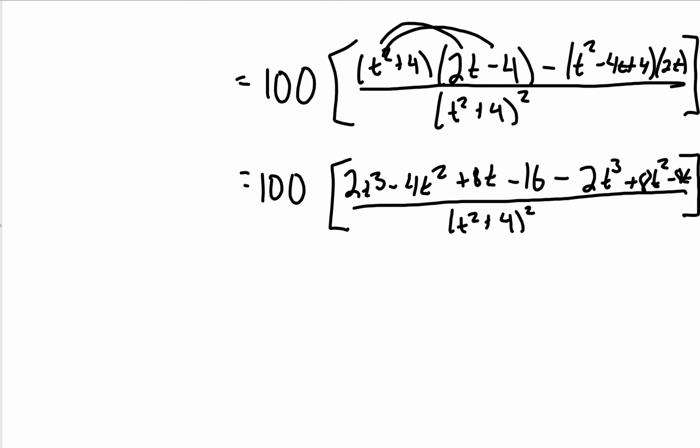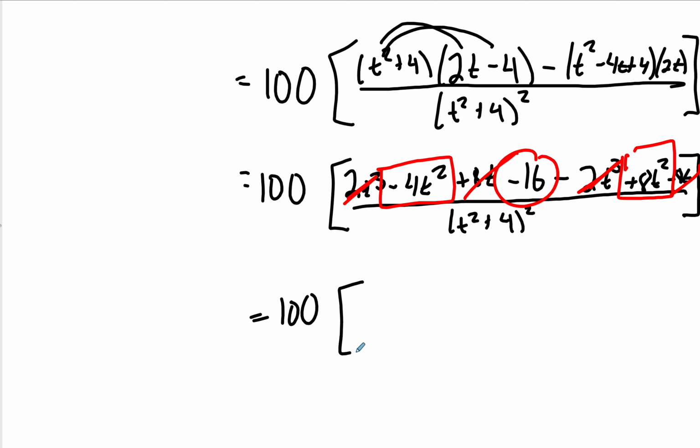Let's see if we can do a little cleanup. So I've got a 2t cubed and a negative 2t cubed. Those are going to knock off. I'll highlight this because those are like terms, but they're not going to cancel. The 8t is going to cancel, and I'll have a 16. So what I get is 100 times, it appears, minus 4t squared minus 16.